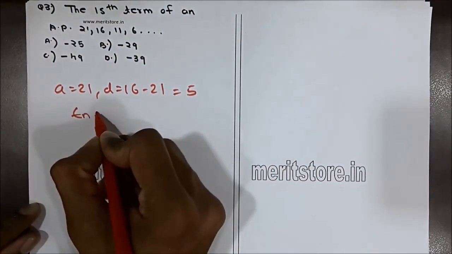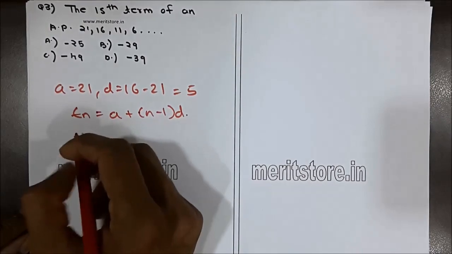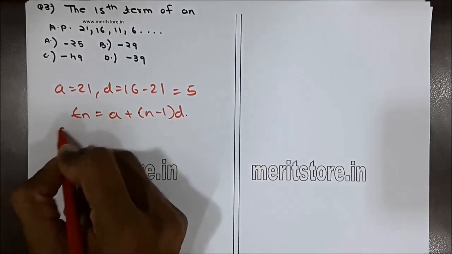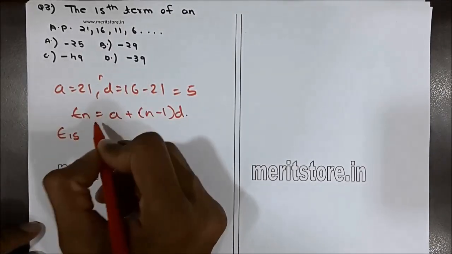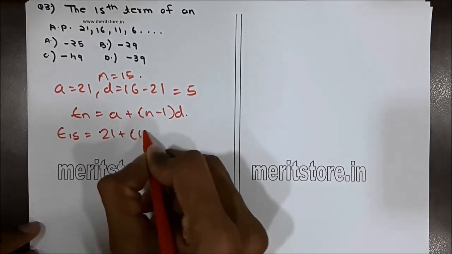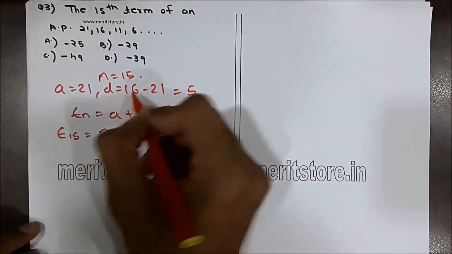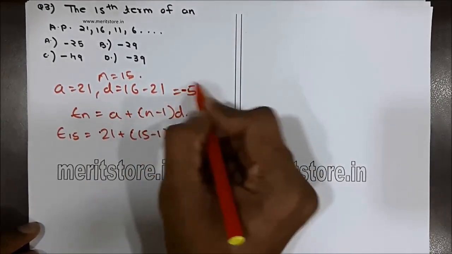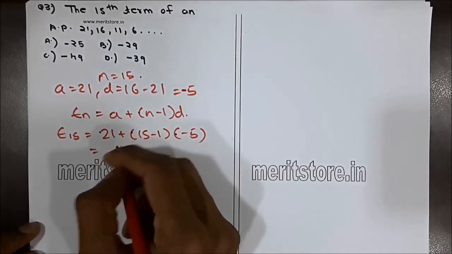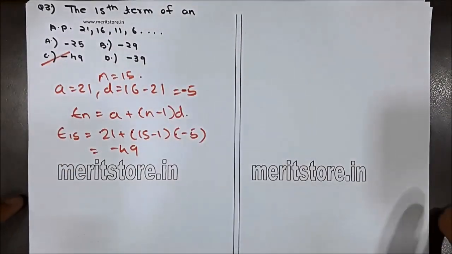We have the term formula, that is Tn is equal to A plus (n minus 1) D. We substitute the values of A, D and n, where n is equal to 15. So therefore, 21 plus (15 minus 1) times minus 5. Please note that 16 minus 21 is minus 5, therefore the difference is minus 5. We solve this, and we get minus 49, which is our option C. Therefore, option C is the correct answer.